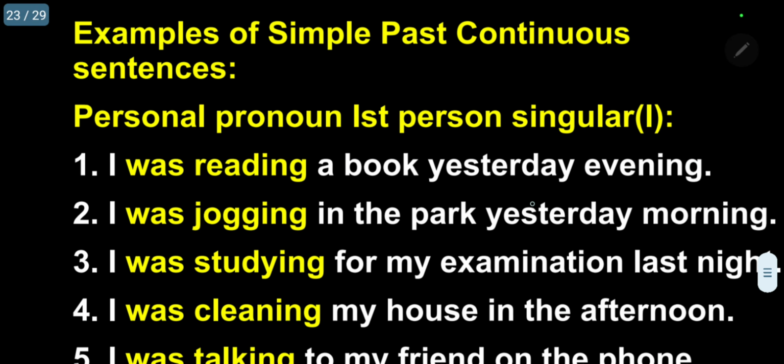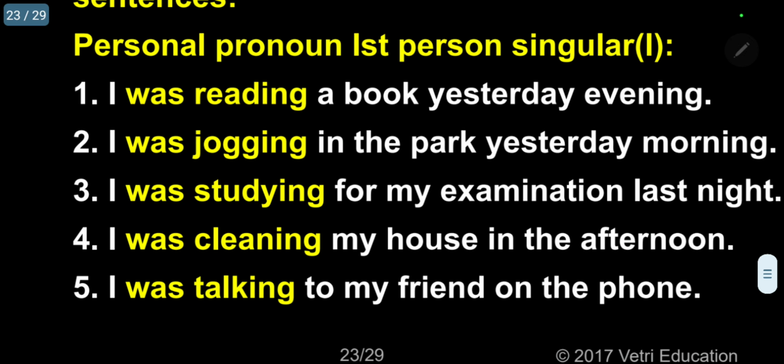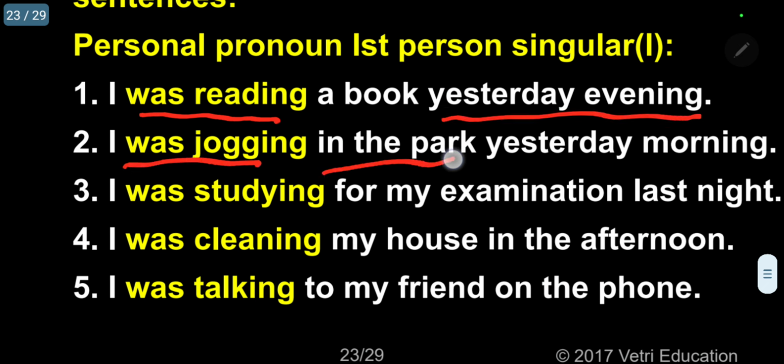Examples of simple past continuous sentences. Personal pronoun, singular. I am using I. Personal pronoun, I told you. Present tense I am. Past tense I was. I was reading a book yesterday evening. I was jogging in the park yesterday morning.